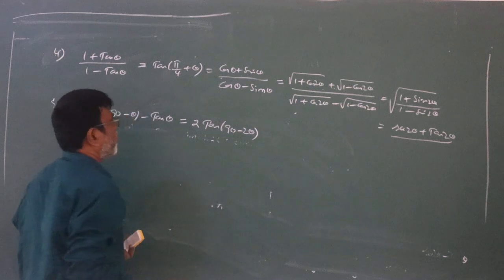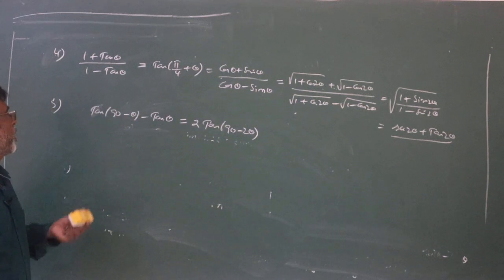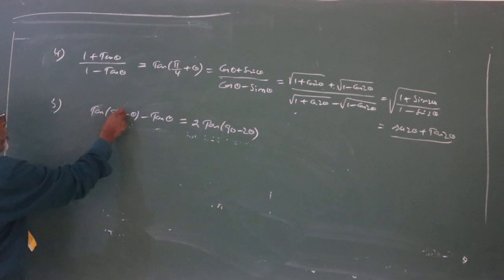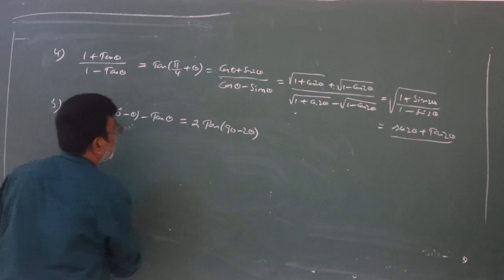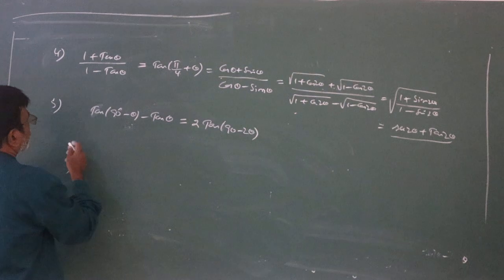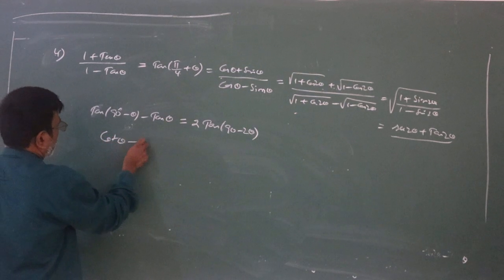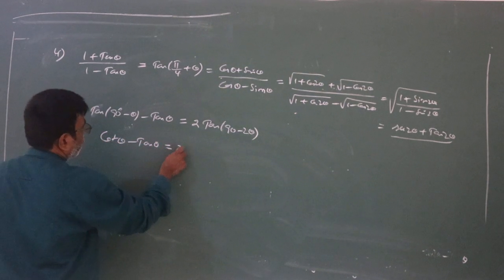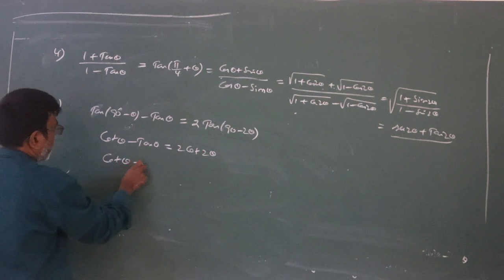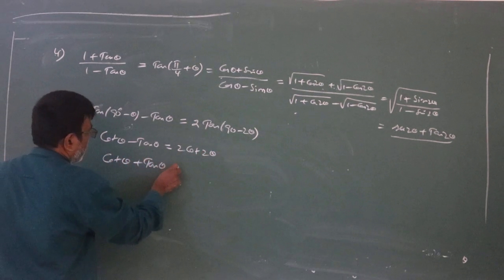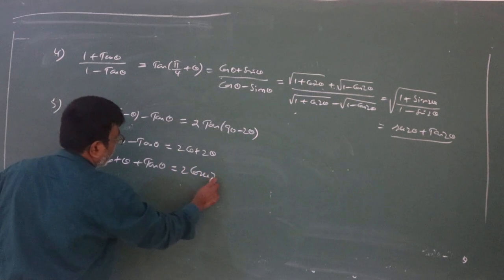This is the very important shortcut. We are getting the problems easily. So tan(90° − θ) − tan θ = 2 tan(90° − 2θ). These are the various forms. cot θ − tan θ is 2 cot 2θ. Now cot θ + tan θ is nothing but 2 cosec 2θ.